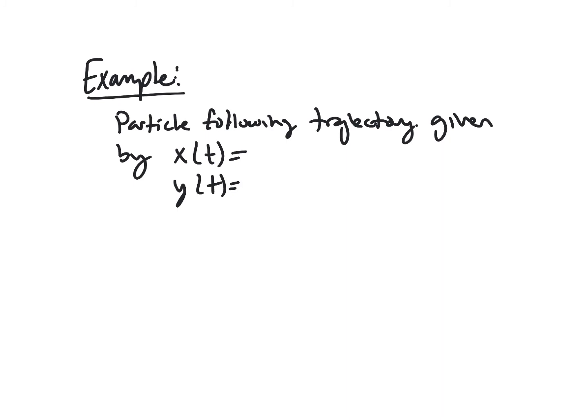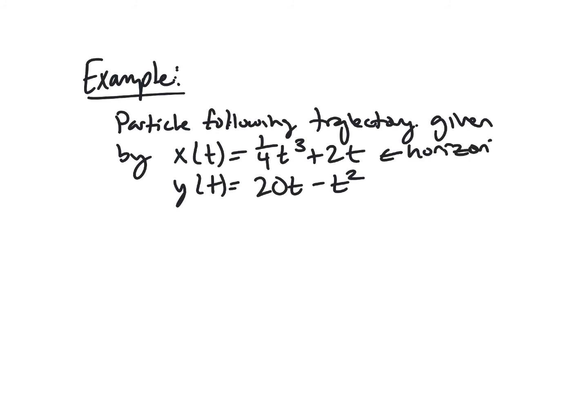Okay, so let's do a more real-world example, although not super real-world, because these functions are completely made up. But we're going to assume we have some particle following a trajectory given by this parametric equation. So we'll let x(t), right, x is a function of time, be (1/4)t³ + 2t, and y(t) be 20t − t². So the way you want to think of this, in terms of the physical world, is that this is your horizontal component, and y(t) is your vertical component, right? So you can break down the motion into the horizontal and vertical components, respectively.